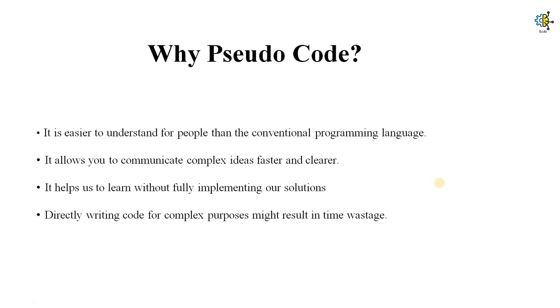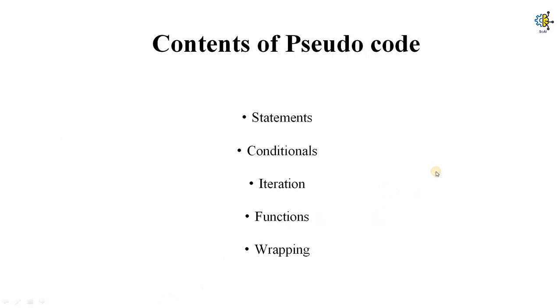Next, we have contents of pseudocode. What we actually need to write inside the pseudocode, we will see here. We have statements, conditionals, iterations, functions and wrapping here. We will understand each of these points by taking an example.